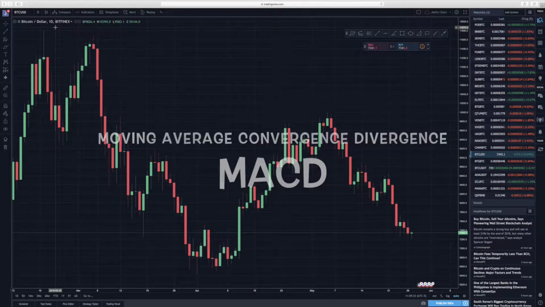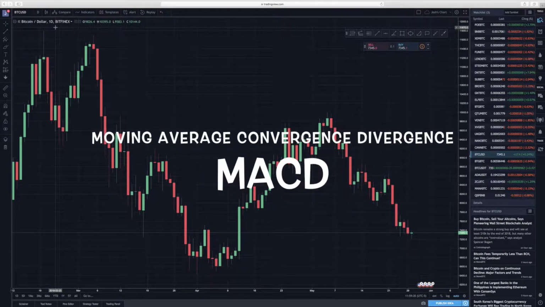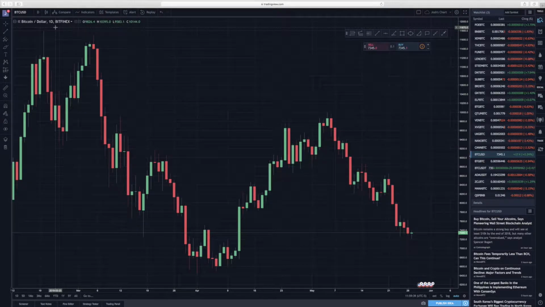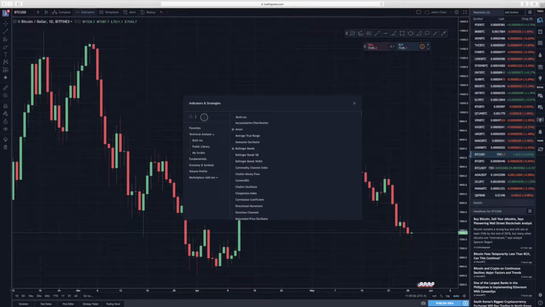Today we're talking about moving average convergence divergence, also known as MACD. This is another pretty good one. I use it a lot. It's very similar to the moving average as far as the signals, but it also gives you a couple more signals. So let me go ahead and show you where to find that.